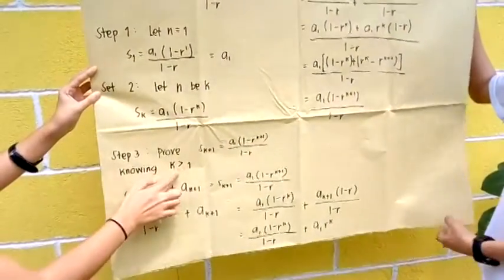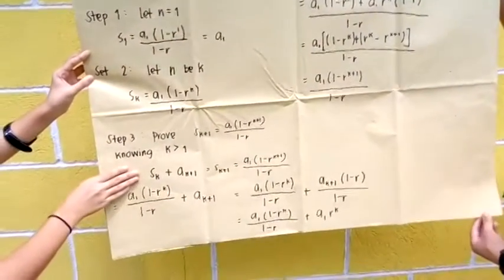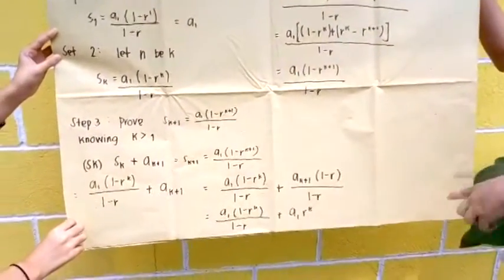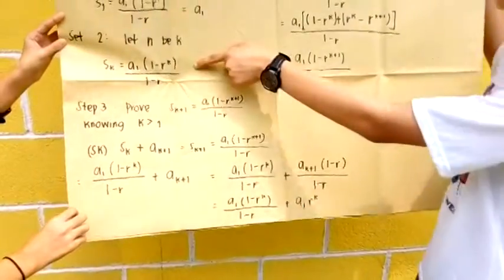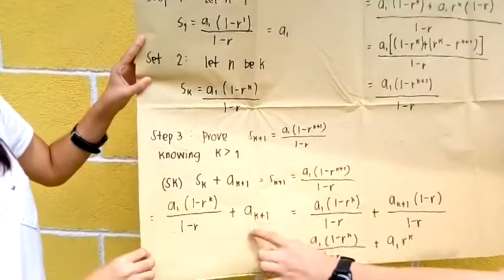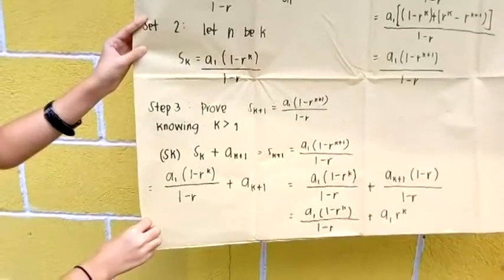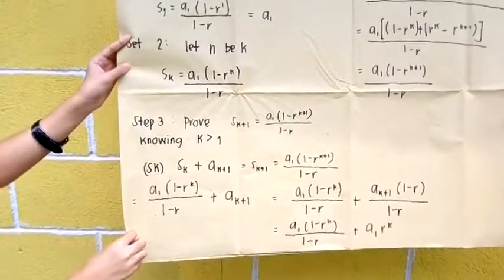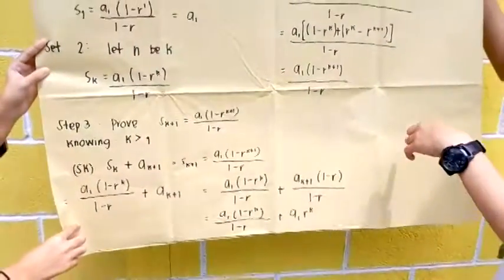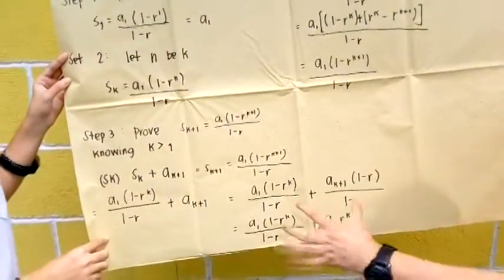So, S sub k plus 1 is equal to S sub k plus a sub k plus 1. Then, we have here the equation for S sub k. So, we will use that and then add a sub k plus 1, which will be a sub 1 times r raised to k. So it is a sub 1 times the quantity of 1 minus r raised to k over 1 minus r, plus a sub 1 times r raised to k. Then, we will have to multiply by 1 minus r to put it together.